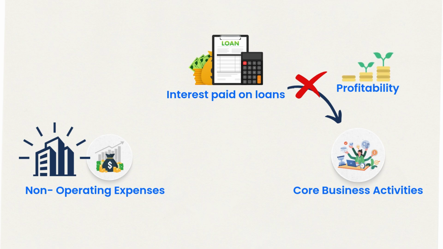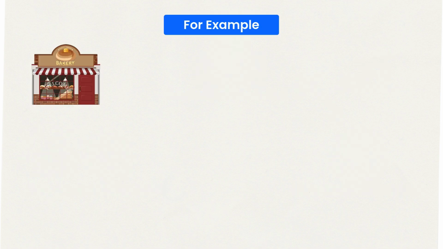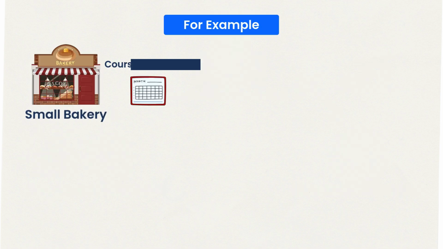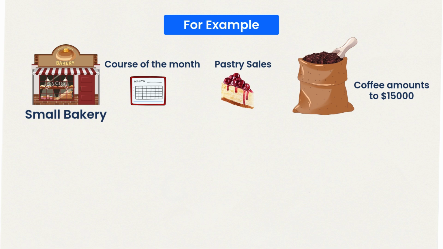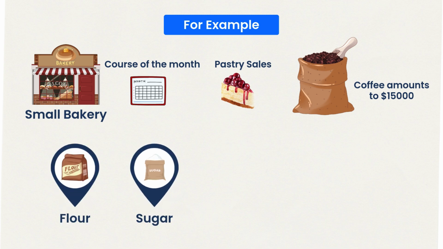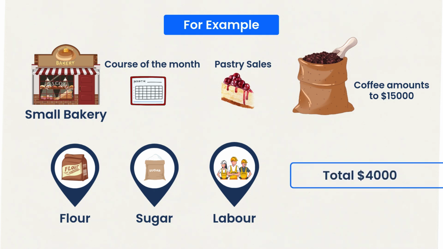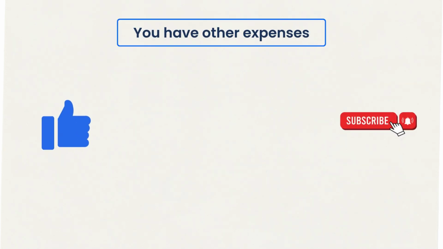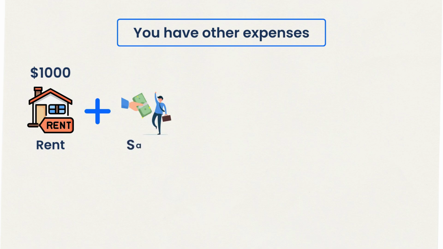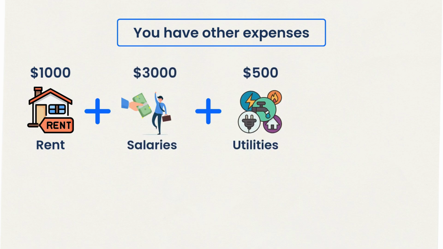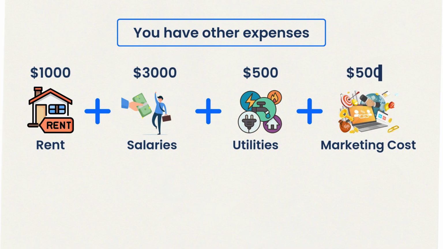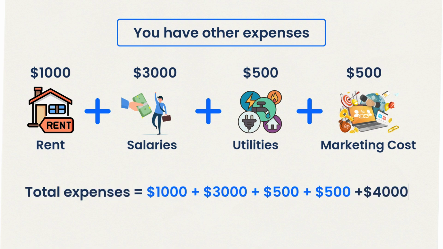Now, let's look at how all of this comes together in a simple example. Imagine you run a small bakery, and over the course of the month, your income from pastry sales and coffee amounts to $15,000. Your direct costs, such as flour, sugar, and labor, total $4,000. On top of that, you have other expenses like rent, which is $1,000, salaries amounting to $3,000, utilities at $500, and marketing costs of $500. When you add up all of these expenses, the total comes to $9,000.